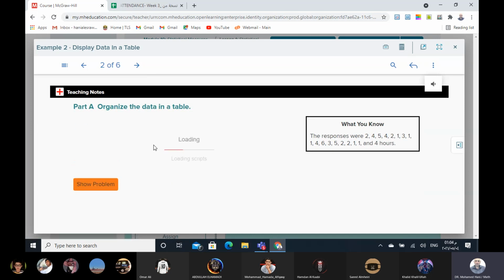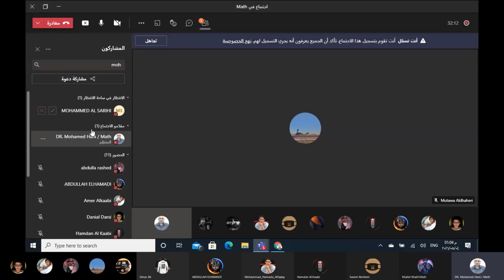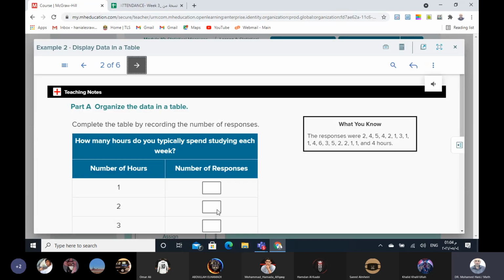So part A, organize the data in a table. What you know? The responses were 2, 4, 5, 4, 2, 1, 3, 1, 1, 4, 6, 3, 5, 2, 2, 1, 1, and 4. So how many 1s do we have here in the data? As you see, 1, 2, 3, 4, 5. So we can write here 5.